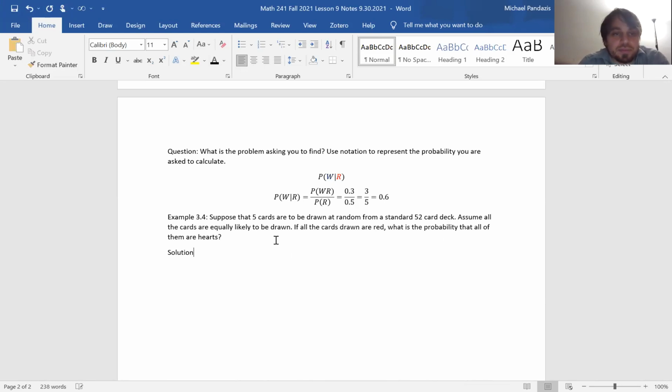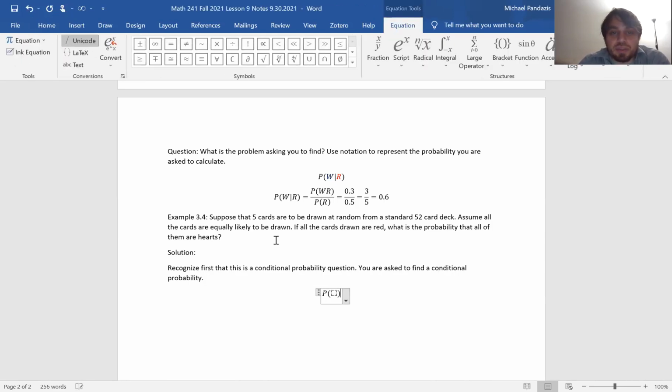So recognize first that this is a conditional probability question. You were asked to find a conditional probability. And so what is that probability, right? That's the question. So conditional probability has an event on the left and on the right. We have a given probability on the right, and then on the left is the probability we're trying to find.